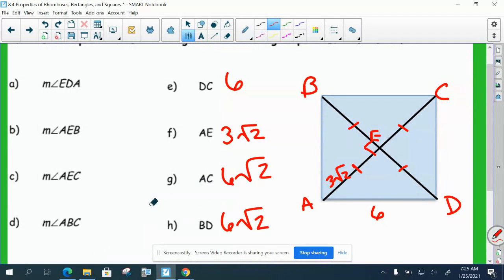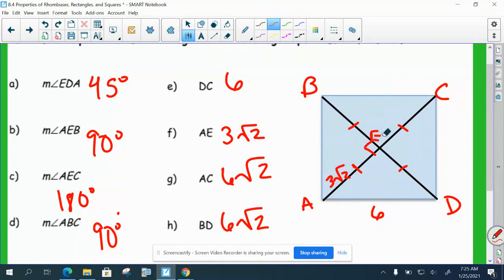Okay, so let's look at anyone that has a middle point of E, because that's going to be 90. So AEC would be 180. AEB would be 90. EDA would be 45 degrees. And then ABC is going to be 90. So basically all of your angles are either going to be 90 or 45 or 180. And then your side lengths are going to follow the x square root 2 pattern.